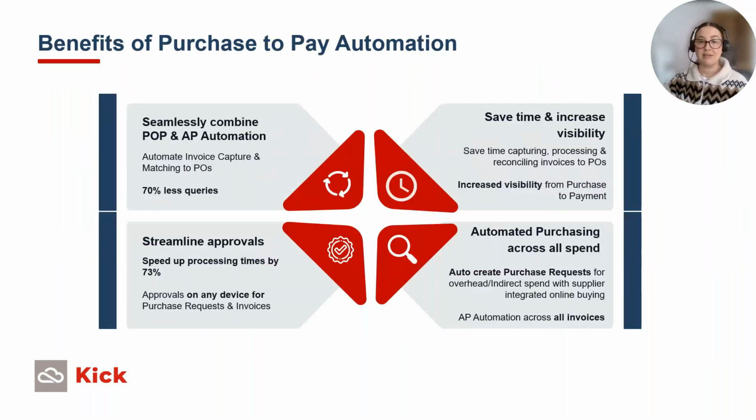So, summarizing some of those core benefits of automating all things purchase to pay with Opera and our AP automation extension. Looking at the top left, the ability to seamlessly combine what you may already be doing with purchase order processing with the AP automation functionality. This means that once a purchase order is approved, the system handles everything from the digital invoice capture to the automated matching back against the PO. This significantly reduces queries in your organization by up to 70% because everything is linked and fully traceable.